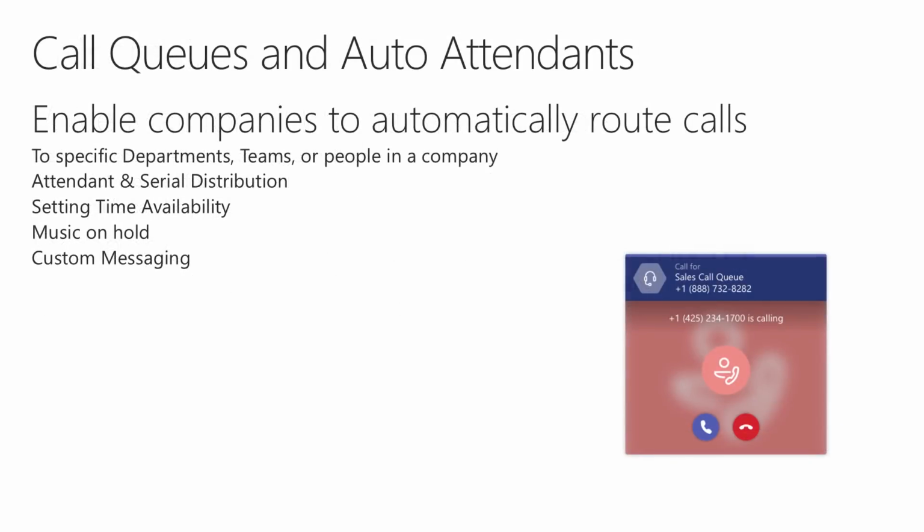Teams also supports call queues and auto attendants. This enables companies to automatically route calls to specific departments, teams, or people in the company. You can use attendant or serial distribution for the calls. You can configure the time when the call queue should be available. You can configure music on hold and custom messaging. On the right, you can see a screenshot of a call queue coming into a user.